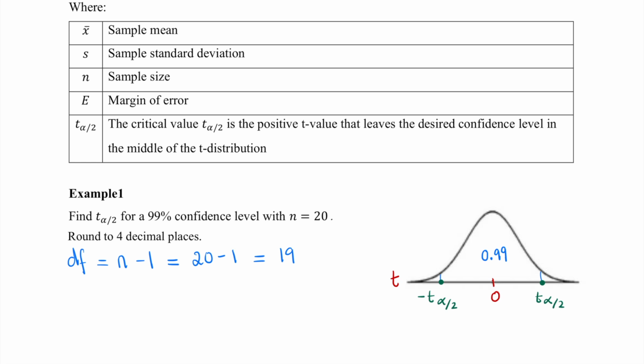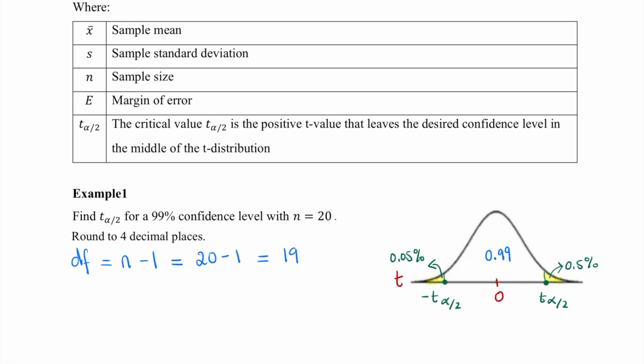The total area under the curve is 100%. So the remaining area is 1%. That 1% is split equally between the two tails. So this tail is 0.5%, and this tail is also 0.5%. And 0.5% is equivalent to 0.005. Now, we want to find t of alpha over 2, so we want to find this t-value right here.